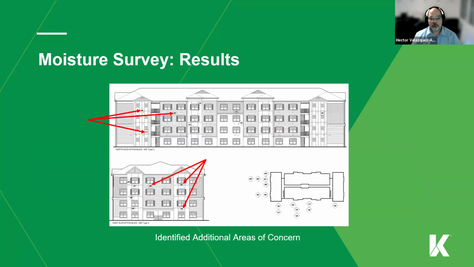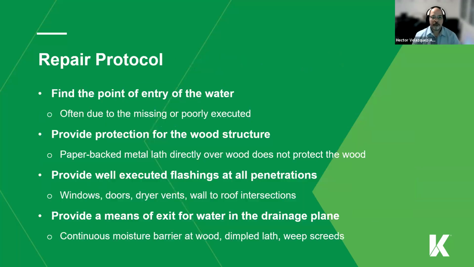Okay. Moisture survey results. This is what you typically would expect to see at one point. Where are you finding your moisture issues on your building? Then we go to a repair protocol. Find the point of entry of the water. That's what we were talking about, like the picture before. We got the gutter throwing water at the building. Then we got a division between the first floor and second floor that probably is cracking. Find where my water is really coming into my building.